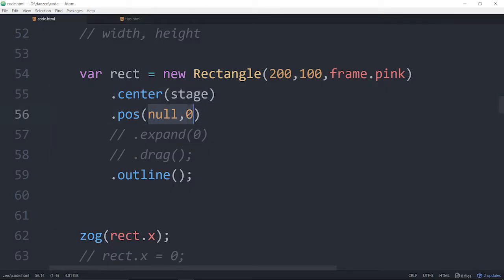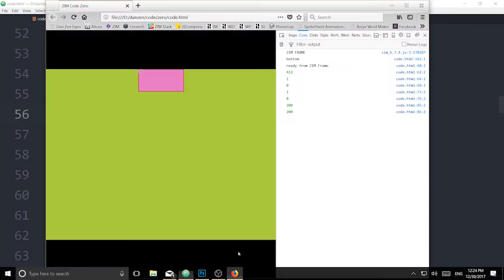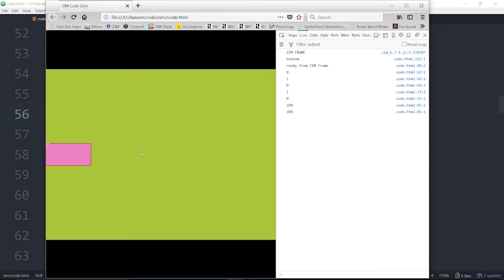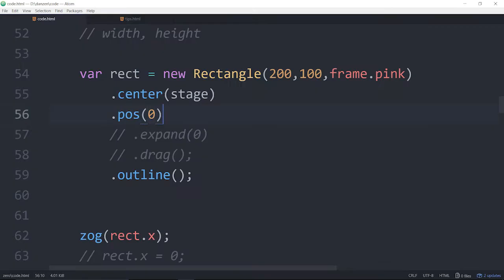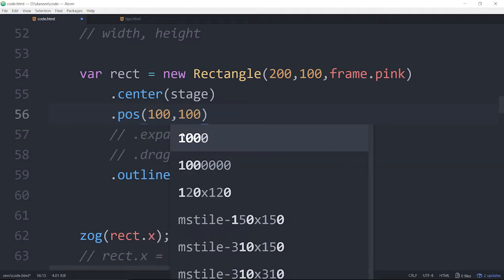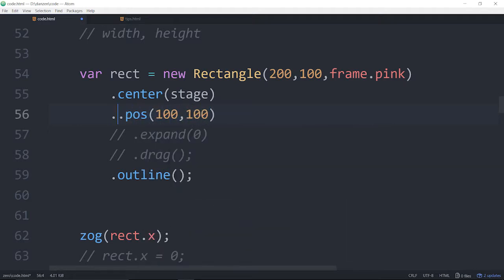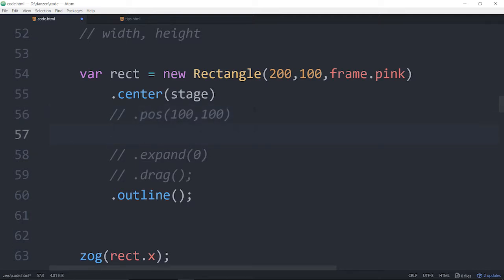And for the X, if we did the same thing with the X, for instance, we don't have to go comma null here. We just leave that one off. So position zero will just only position the X. And we refresh here. It keeps it centered in the Y and only positions the X over here at zero. So that's pos. Let's put it at 100 comma 100, say, and we'll comment that one out so it no longer is doing that. And then we'll take a look at another one that relates to position.